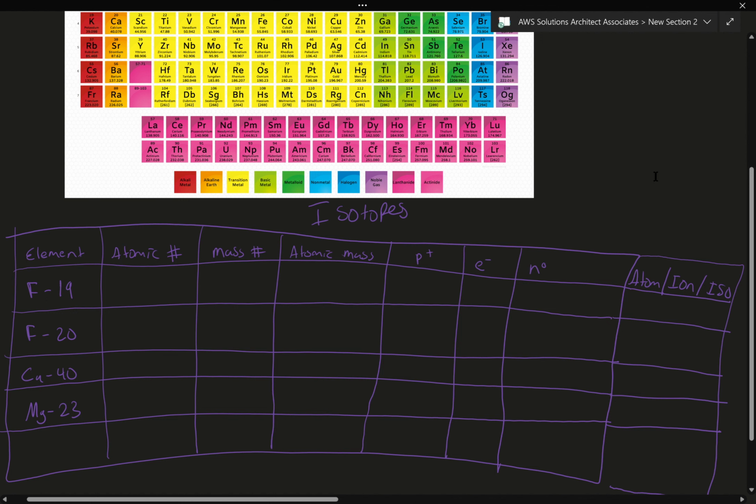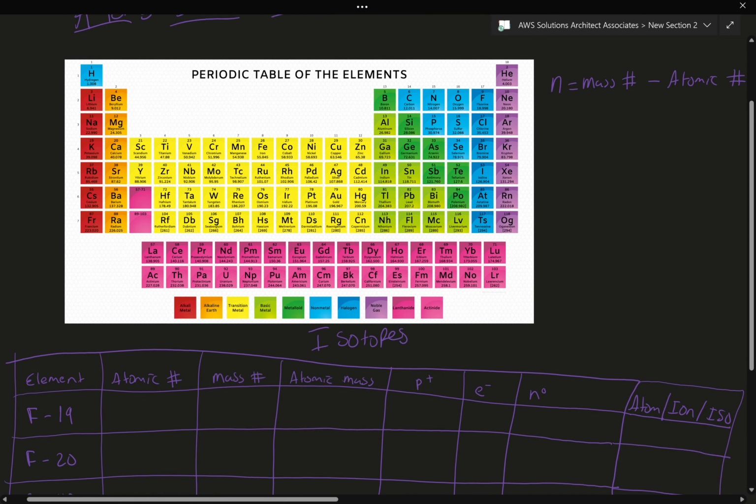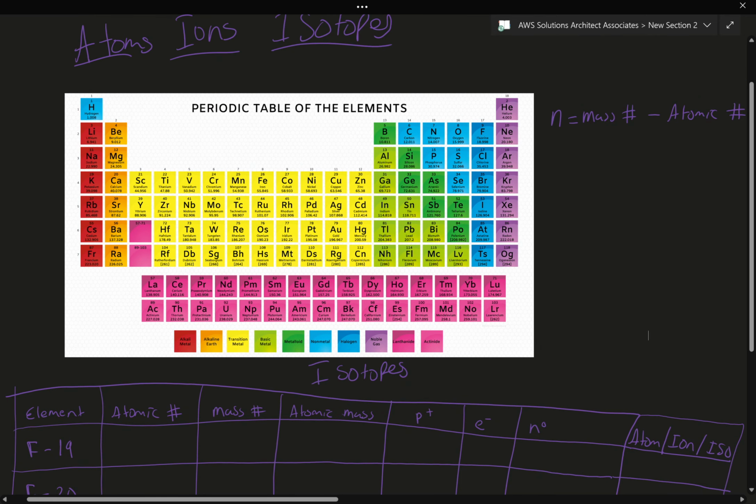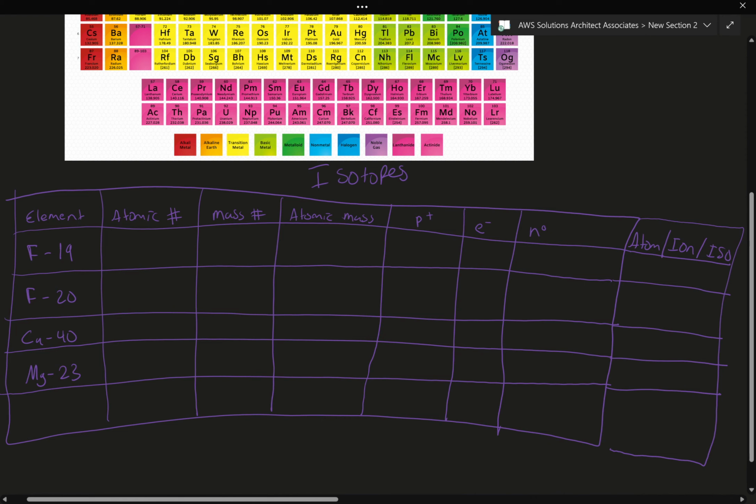Alright, so let us talk about the final portion of this, isotopes. For isotopes, there are two things that you need to look at. This is what's going to be different from atoms and ions. For isotopes, you always want to look at the number of neutrons and the mass number. For now, let's scratch out average atomic mass.